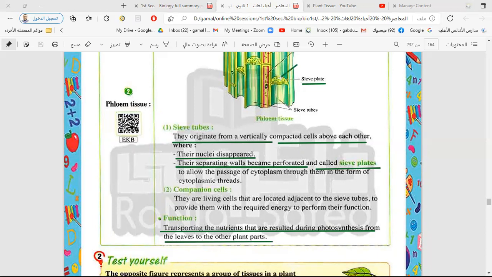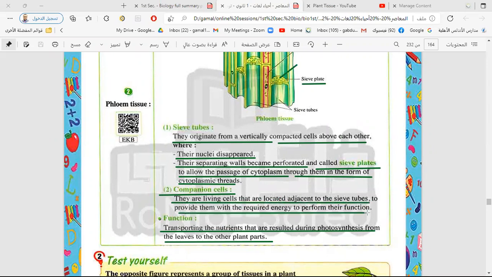As you see here, it is pitted. It's called the sieve plate, or الصفيحة الغربالية. It allows the passage of the cytoplasm through them in the form of cytoplasmic threads. It also contains another cell called companion cells. The companion cells are located next to the sieve tube, and they provide it with the required energy to perform its function.